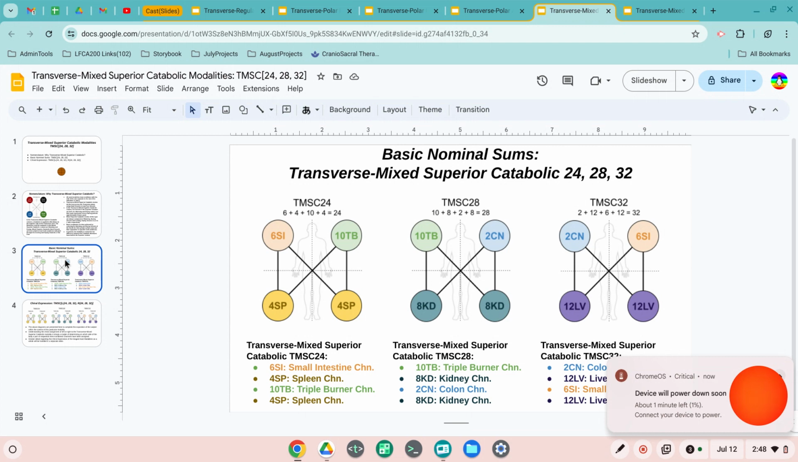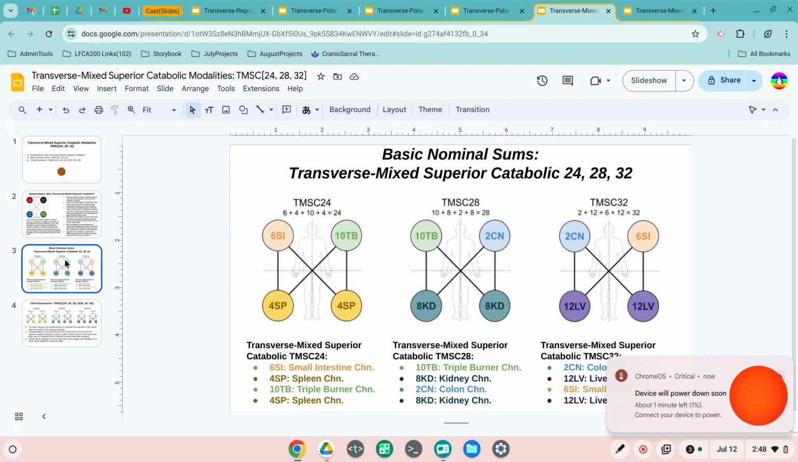Proceeding from left to right, the transverse mixed superior catabolic modes are composed as follows. Transverse mixed superior catabolic 24 consists of the small intestine, spleen, and triple burner vessels, labeled for their nominal equation 6 plus 4 plus 10 plus 4 equals 24.